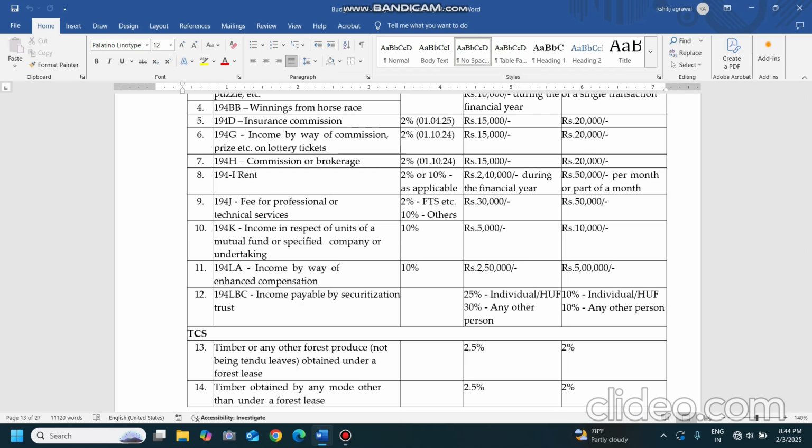Coming to 194J, fees for professional services, 2% and 10% rates are applicable. Fees for technical services and royalty are 2% in these cases. Cinematographic films are also 2%, others are 10%. The threshold limit was 30,000 earlier. They have proposed to increase the threshold to 50,000.